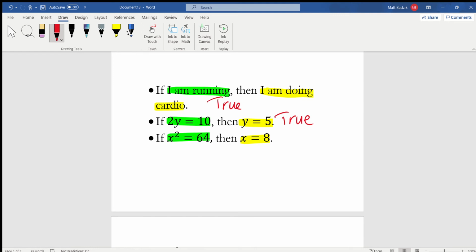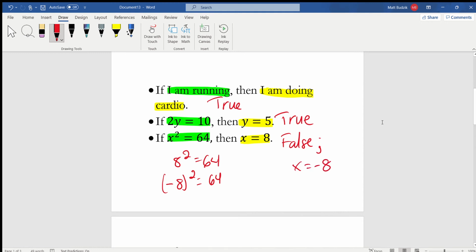Alright, let's see how you did. x squared equals 64. Does x equal 8? Well, 8 squared absolutely does equal 64. But we have to remember, is there something else that could, when I square it, equal 64? And hint, there absolutely is. If I squared negative 8, right? Negative 8 squared is 64. So this statement is false, right? Counterexample to that, since it's false, x equals negative 8, all right?